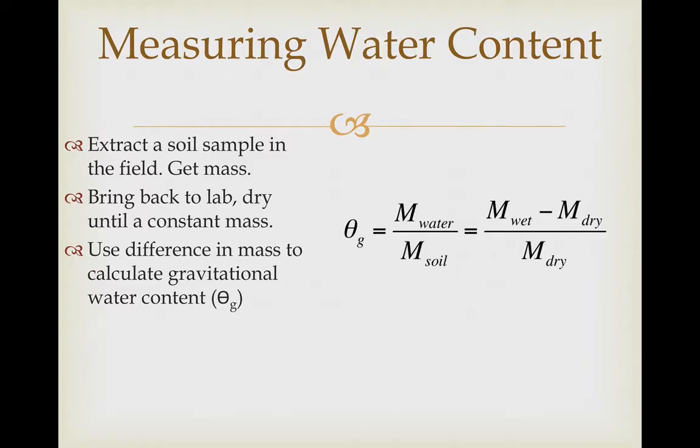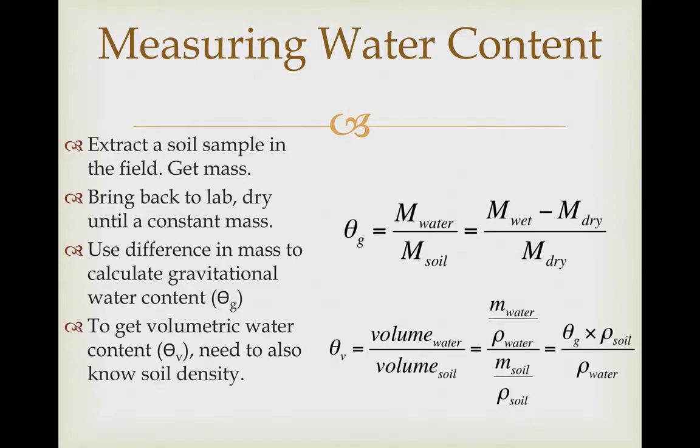And you're going to dry that for 24 hours, weigh it, dry it for another 24 hours, weigh it again until you get to a constant mass, which would be the dry weight of the soil where all evaporation has already taken place. So then you're going to use the difference in the wet mass versus the dry mass over the dry mass to calculate what's called a gravitational water content. So notice that this is in terms of mass, whereas the definition I gave you a few minutes ago was talking about volumetric water content.